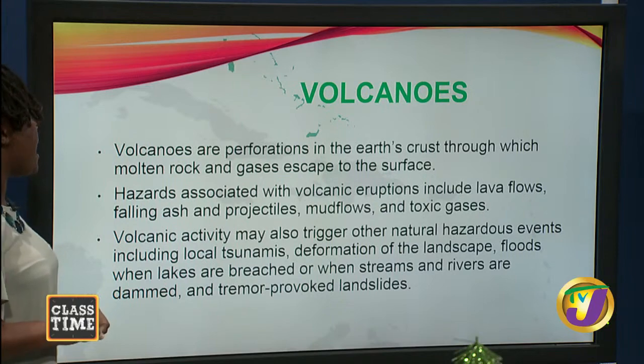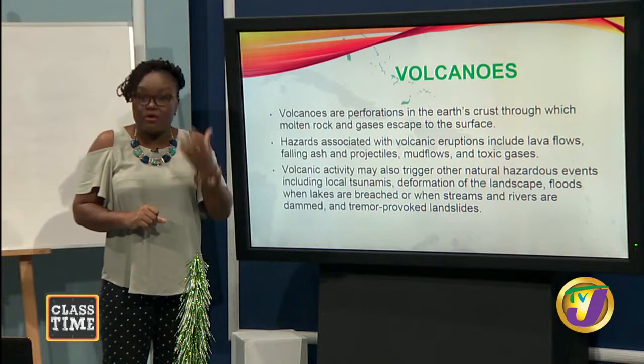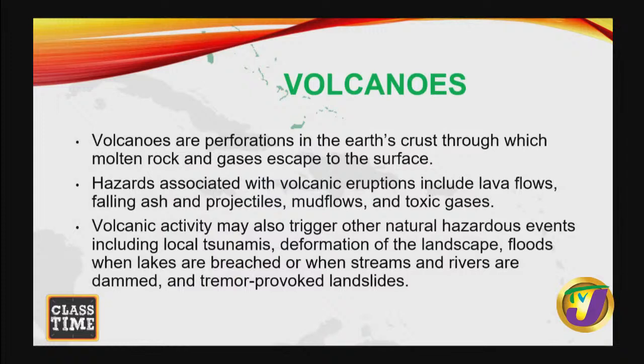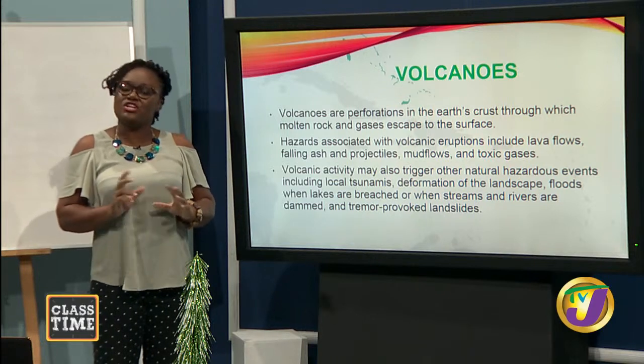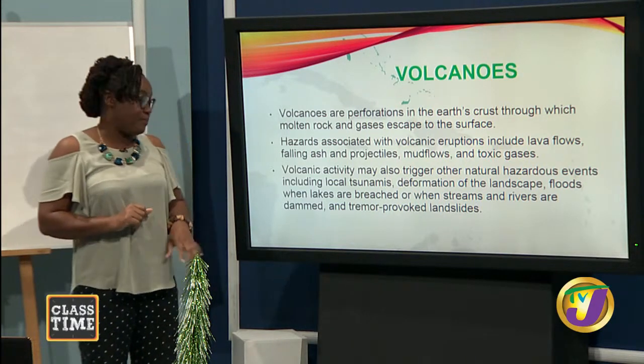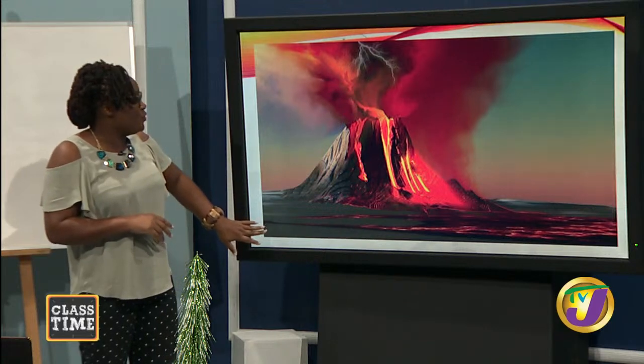Volcanoes now, these are perforations in the Earth's crust, and we just saw a video that shows us directly how volcanoes occur, how they happen. And the hazards that are associated, or the disaster that may come as a result, are falling ash, projectiles, mud flows, toxic gases, and so on. And volcanic activity may also trigger other hazardous events, including tsunamis. Now, it is said that the idea of a tsunami is actually not so common in the Caribbean and not much likely, but it could still happen. All right? So, obviously, we know what erupting volcanoes would look like.